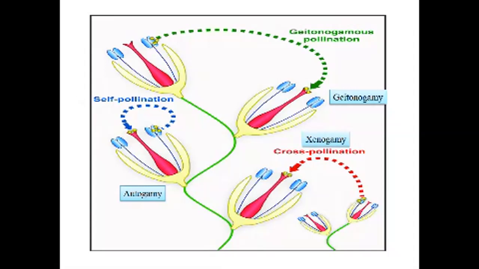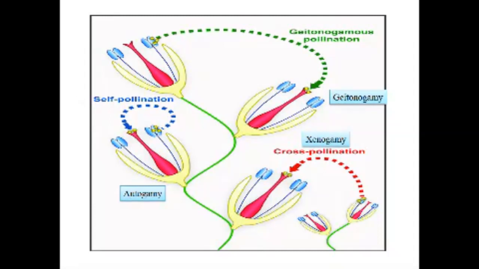In autogamy, pollination takes place within a single flower. So the flower is bisexual. Anther and stigma mature at the same time. Therefore, self-pollination occurs in this flower.